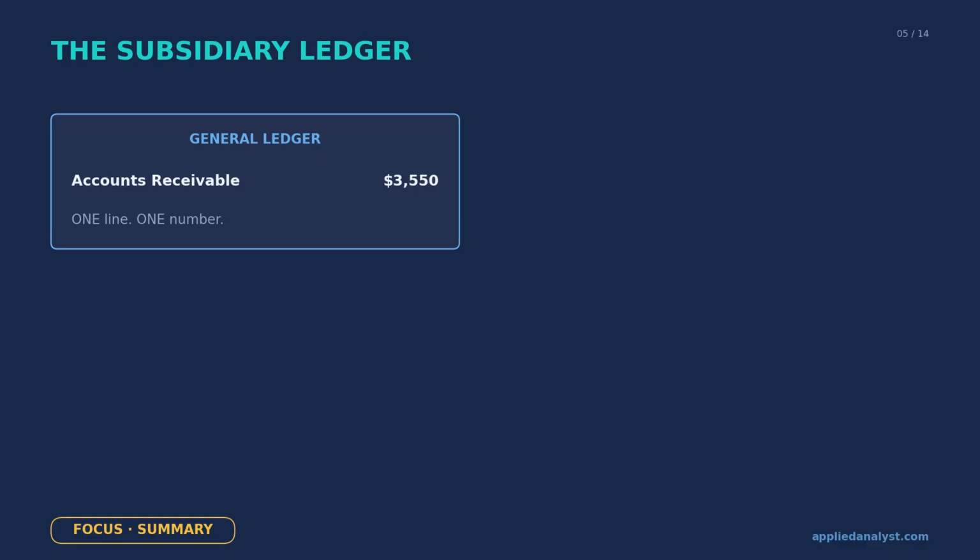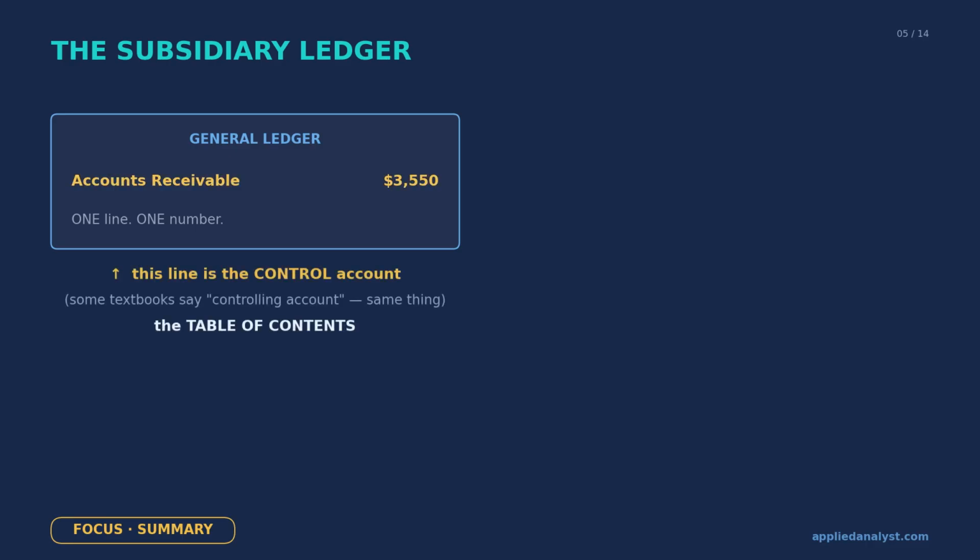In your general ledger, the one you have used since Chapter 2, accounts receivable is a single line, one number. That single line is the control account. Some textbooks say controlling account. Same thing. Now take one customer. Just one. Nadia Corey owes us $900. Where does her name live? Not in the control account. The control account has no names in it at all.